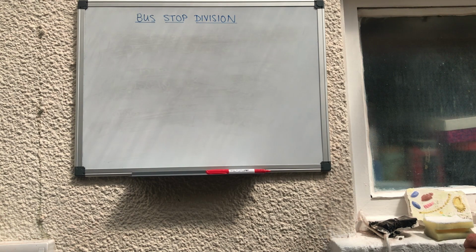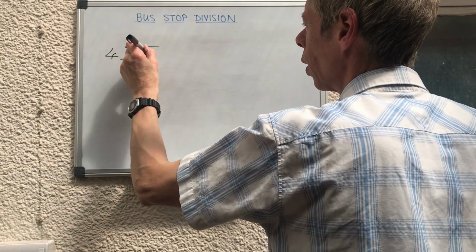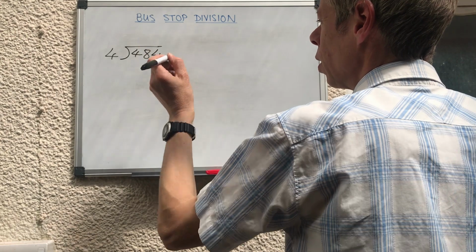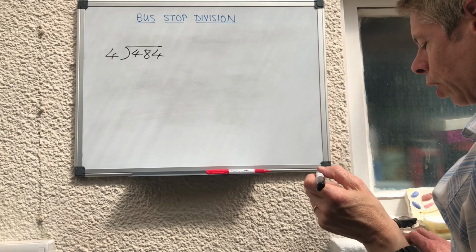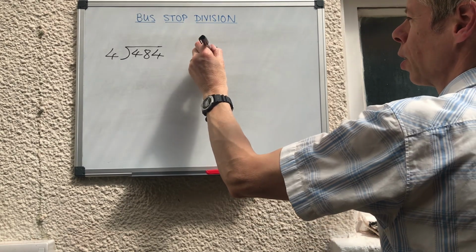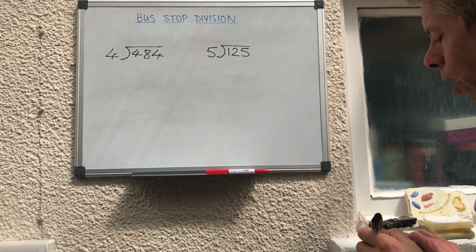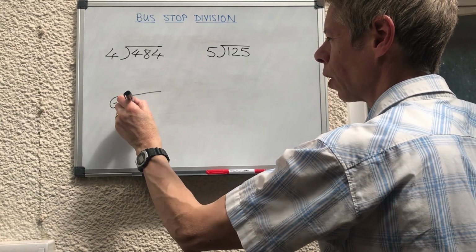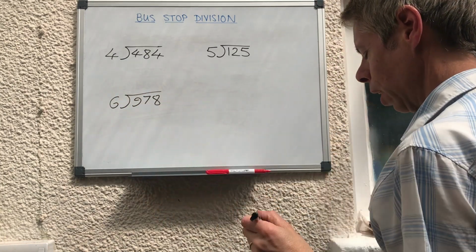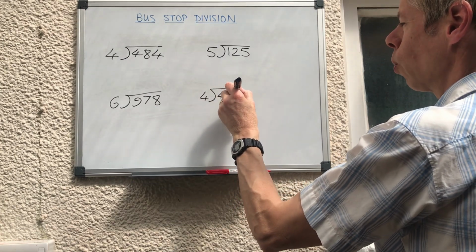So here are some test questions on bus stop division. So first of all, how many 4s go into 484? So if you haven't gone to get your pen and paper, make sure you've got it now. So start that question while I write up the rest. Question 2 is how many 5s into 125? Question 3, how many 6s into 978? And question 4, how many 4s in 4.11?